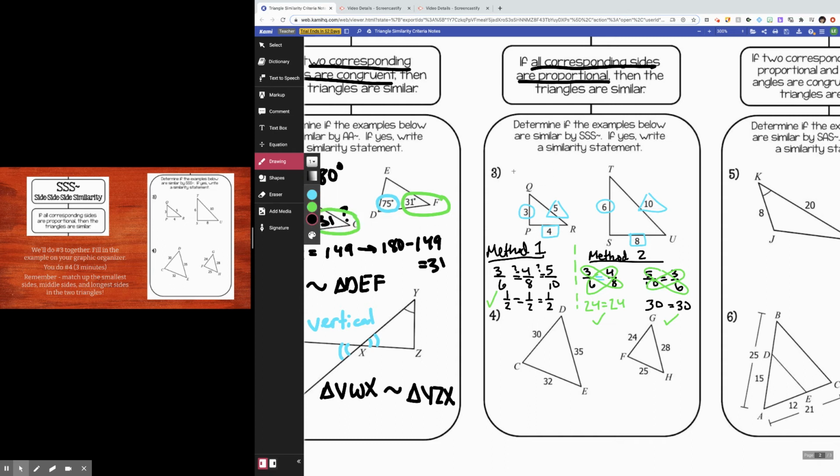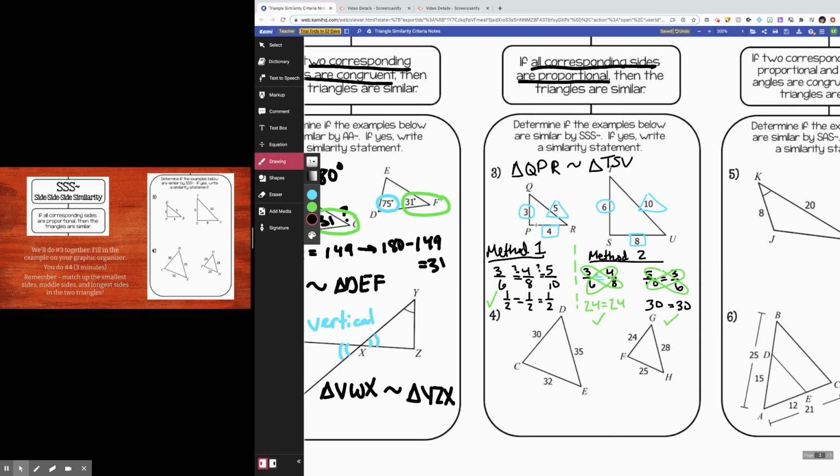So if I wanted to write my similarity statement, I would say triangle QPR is similar to triangle TSU, following the same path.